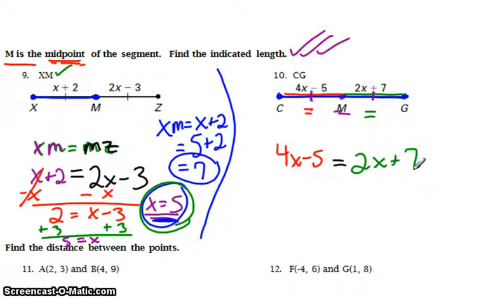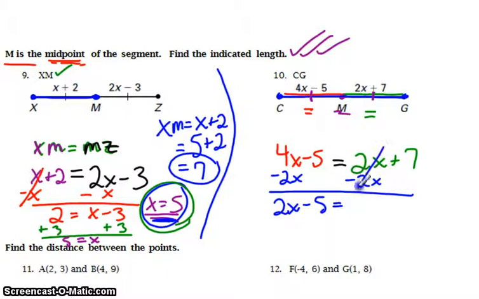So this is a true statement. 4x minus 5 must equal 2x plus 7. Now I've set up an equation that I can solve and figure out what x is. So I want to get my variables together, so I'm going to move the 2x to the other side. Since it's going across the equal sign, I have to change my sign. So 4x minus 2x is equal to 2x, bring down the minus 5, equals, those cancel, a positive 7.